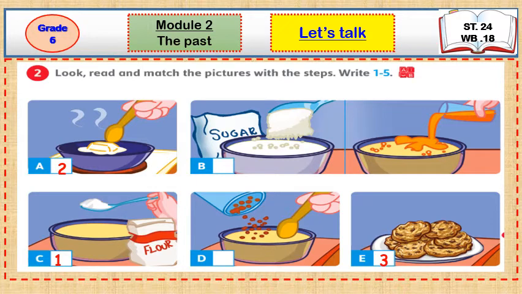Number 4. He cut the chocolate into small pieces and added it to the mixture. The last one, number 5. He added some sugar and some orange juice to the batter and mixed well.